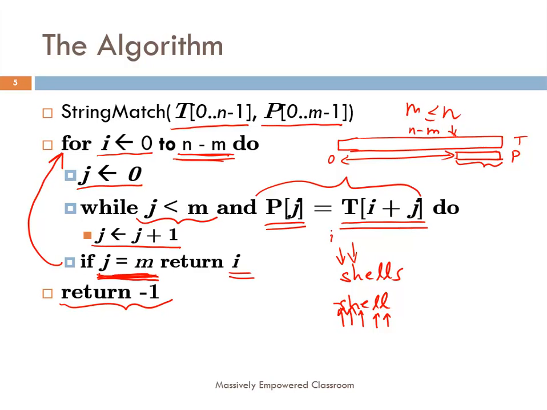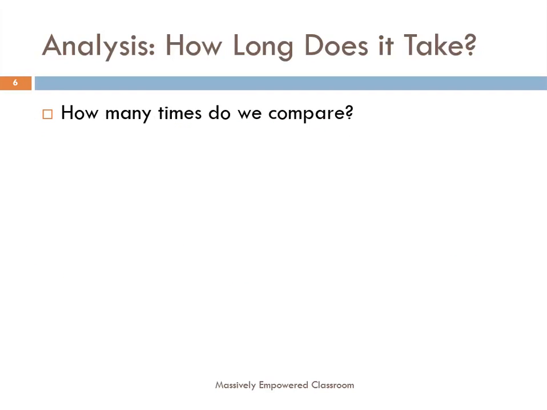So the outer loop advances the position in the text, namely i, where we start looking for the pattern. The inner loop traverses the length of the pattern, right? So this loop is executed at most m times. This comparison Pj equals T of i plus j is done at most m times in the inner loop. The outer loop executes how many times? From 0 to n minus m, so it is n minus m plus 1. That is the number of steps the outer loop is executed. So that's how the brute force string match algorithm works.